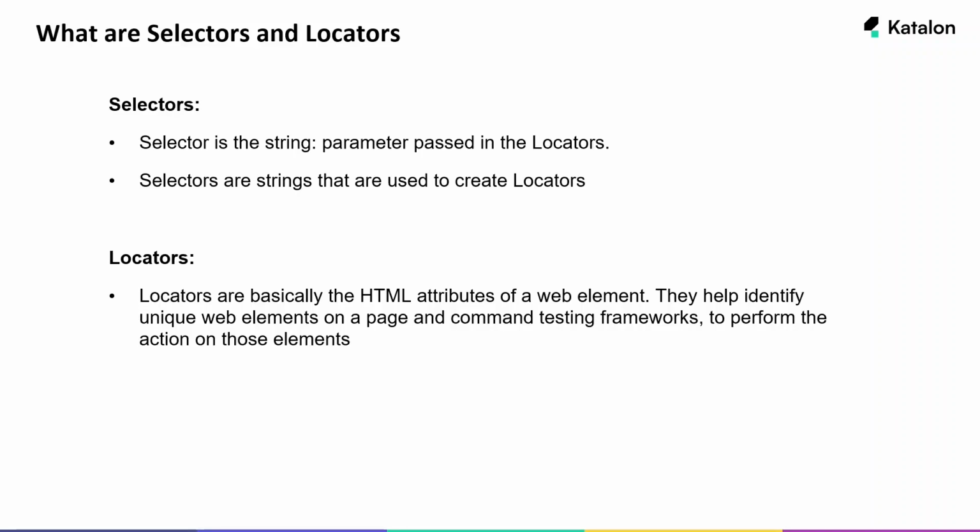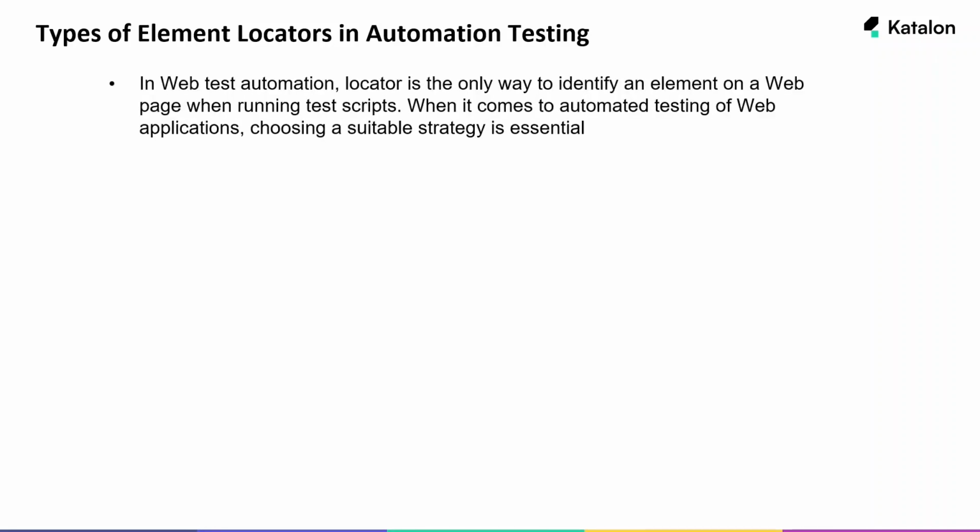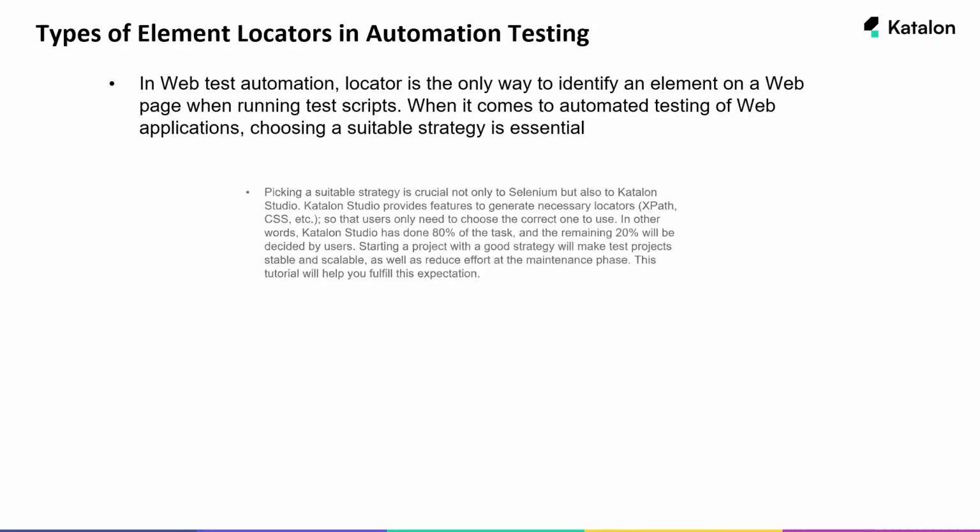This is our section 2, where you will learn about types of element locators in automation testing. So what are the different types of element locators in automation testing? In web test automation, a locator is the only way to identify an element on a web page when you're running your test scripts. So when it comes to automated testing of web applications, choosing a suitable strategy is very essential.